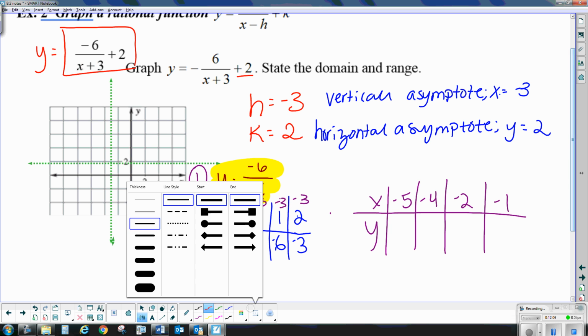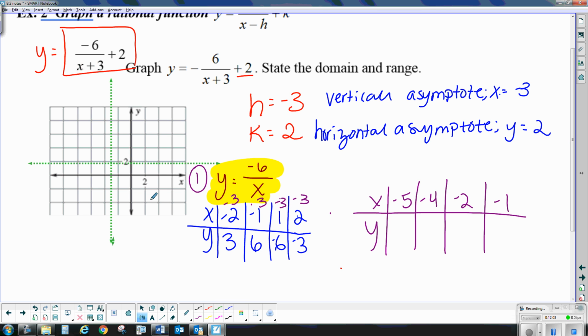And now I'm going to shift my vertical. That means I'm adding 2 units to every y coordinate. That will be the vertical shift. So my new y coordinates are 5, 8, negative 4, and negative 1.